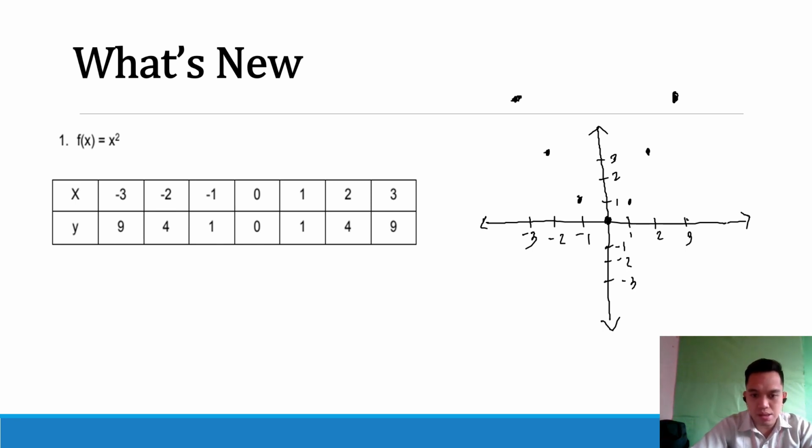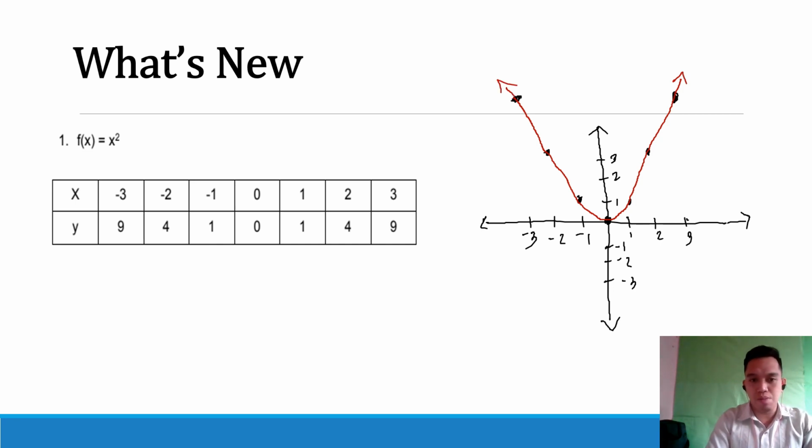So, i-plot na natin yung ating points. Ayan. I-connect na natin yung ating points. Connect the points. Okay, so ito yung ating graph, class. Ito yung ating graph sa ating polynomial function.